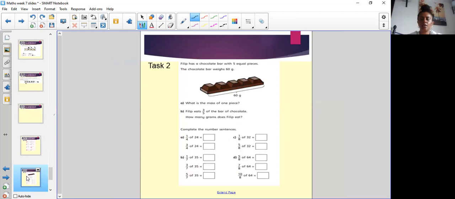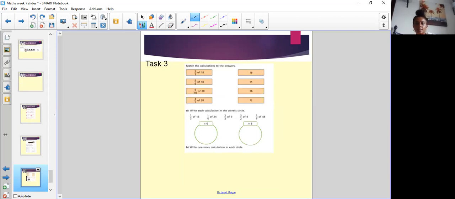Task number 2 is a worded problem question. It starts off with, Philip has a chocolate bar with 5 equal pieces. The chocolate bar weighs 60 grams. What is the mass of one piece? So have a go at carrying out these questions as well. How would we work it out? And task number 3 is match the calculations to the answer and write each calculation in the correct circle.